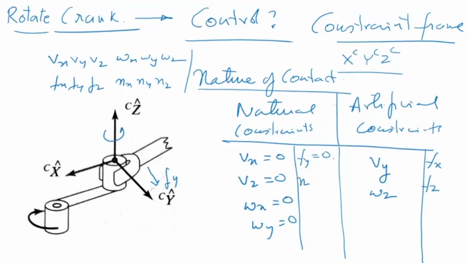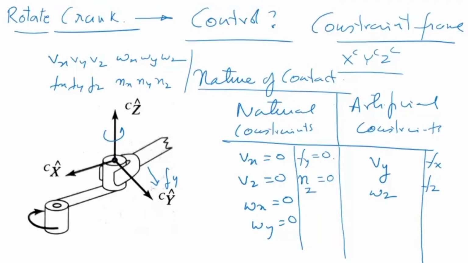Let's look at forces first. So Fy is equal to 0. So Fx and Fz are artificial constraints and Fy equal to 0 is a natural constraint. What about moments? Can it apply a moment about the z-axis? The moment it tries to apply a moment about the z-axis, what will happen? It will start rotating. So it cannot apply a moment about the z-axis. So this becomes a natural constraint.